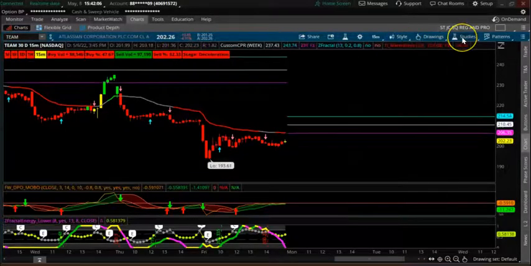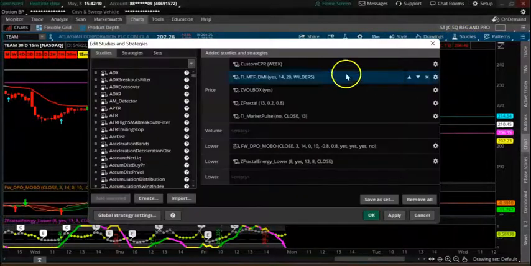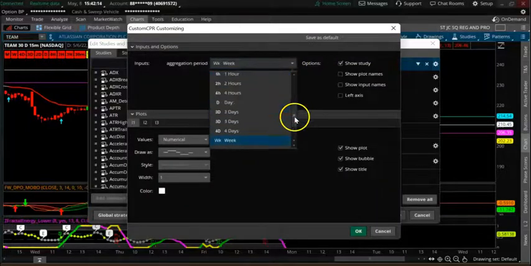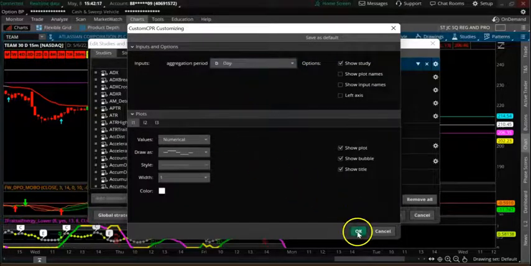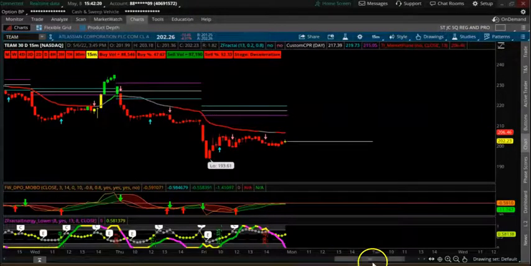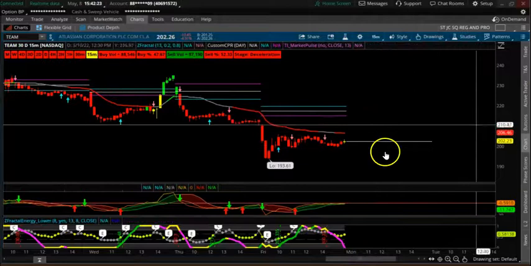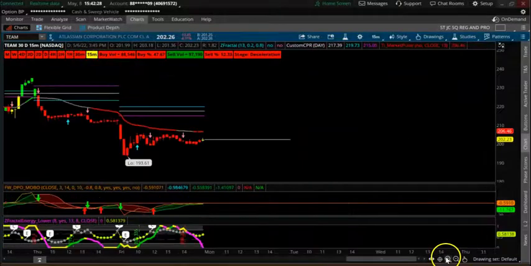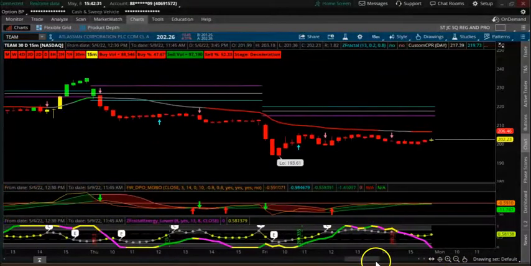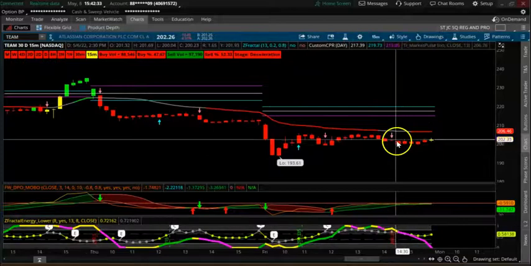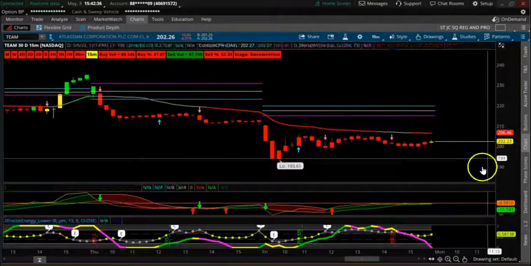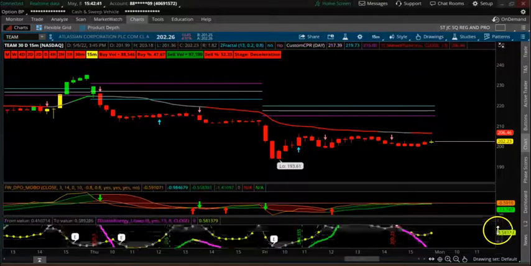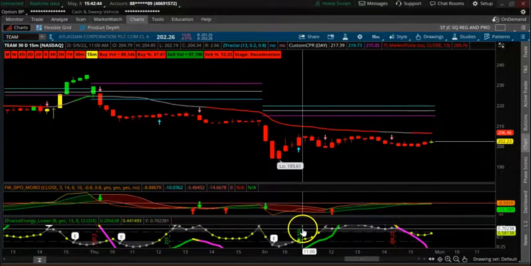Let's look at studies, edit studies. Okay, you can see a narrow CPR for tomorrow. The factor energy also is down. You can see a down signal here on narrow CPR. You can see a sell signal here, buy signal here, and sell signal here.